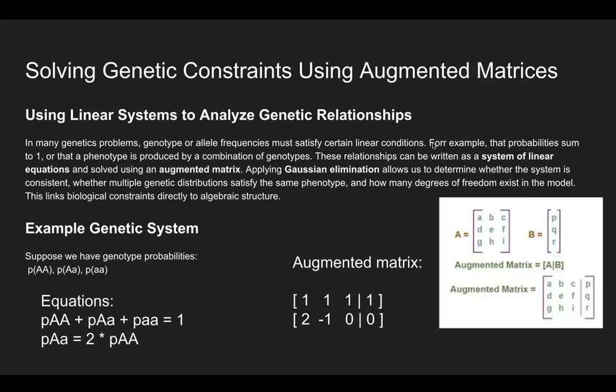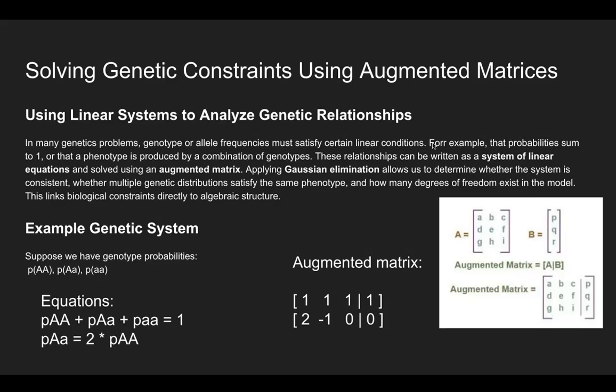Solving genetic constraints using augmented matrices: using linear systems to analyze genetic relationships. In many genetic problems, genotype or allele frequencies must satisfy certain linear conditions. For example, that probabilities sum to 1 or that a phenotype is produced by a combination of genotypes. These relationships can be written as a system of linear equations and solved using an augmented matrix.